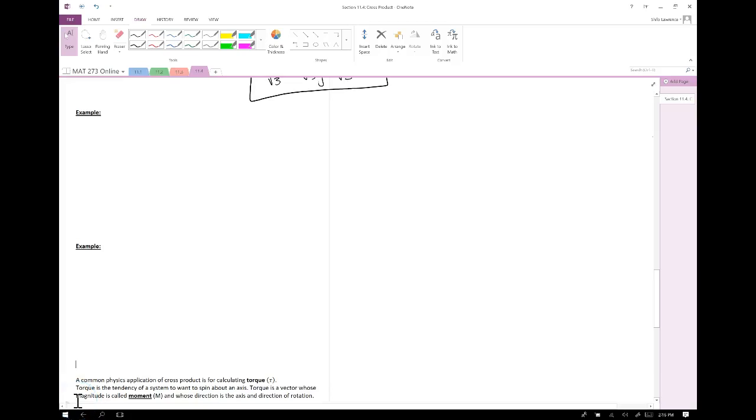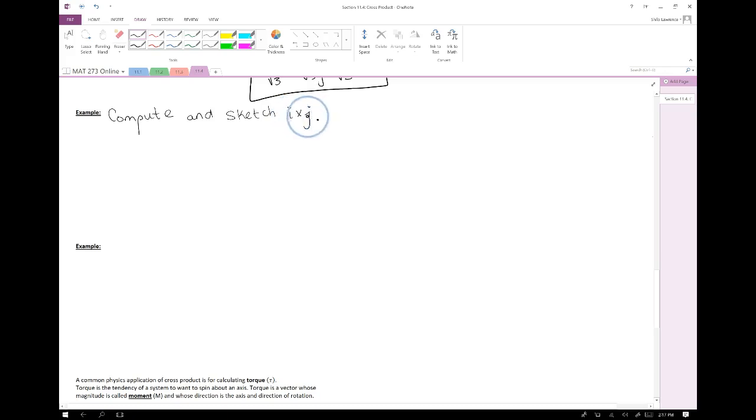Welcome back to our section on cross product. I've got a few more examples that I would like to do with you, and then also a couple of application problems. So for the next example, we are going to compute and sketch I cross J.